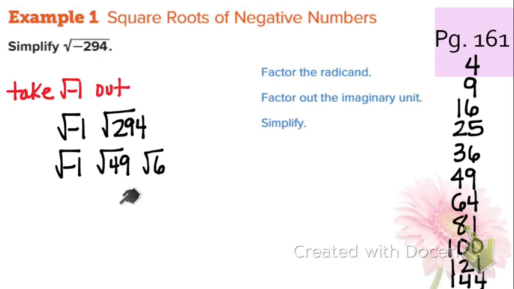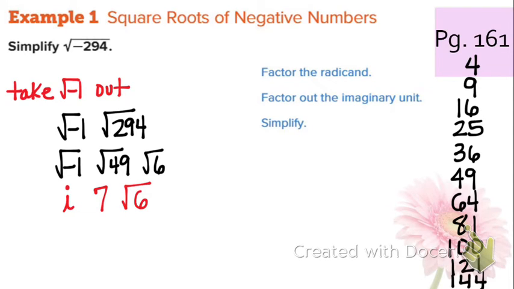So now we're ready to simplify each one of these. What is the square root of -1? What did I say in the first rule? The square root of -1 is what? I. So I'm going to put an i for this one. What about the square root of 49? 7. And the 6 has to stay.